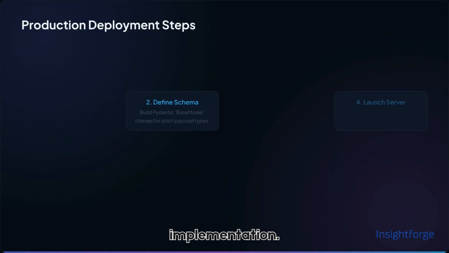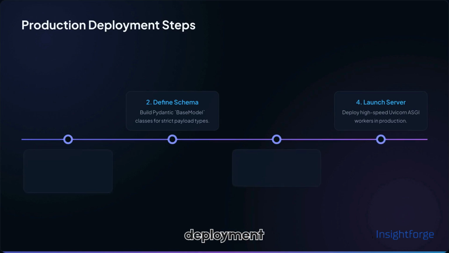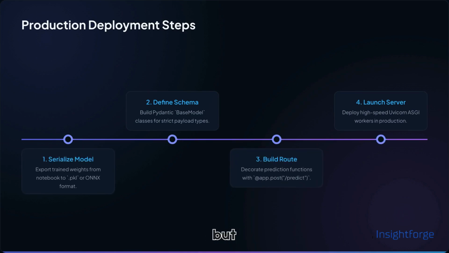Pillar 3 is the actual implementation. Most people assume deployment is a complex web of code, but it's actually just 4 highly actionable steps. Step 1. Serialize your trained weights to a pickle or ONNX format. Step 2. Define your schema using Pydantic. Step 3. Build your route by decorating your function with a simple @app.post. And Step 4. Launch your high-speed Uvicorn workers. That is the entire production process.